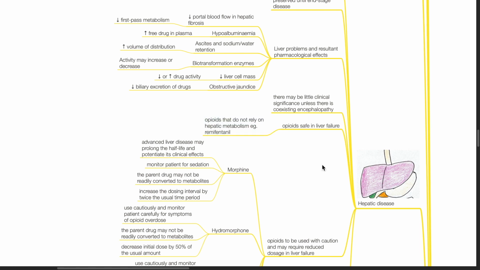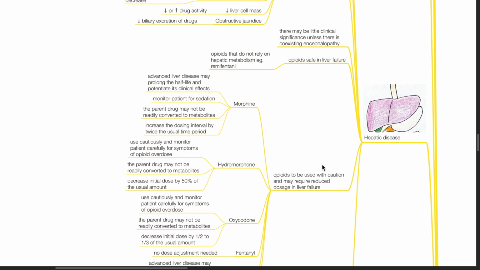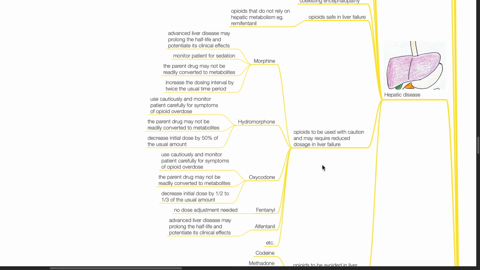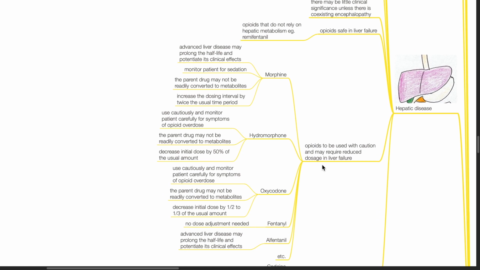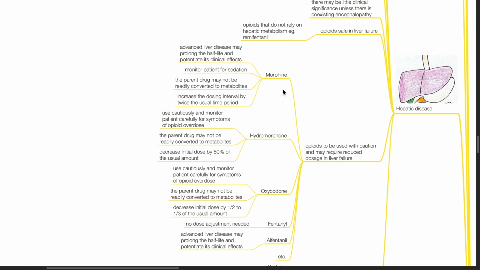Opioids safe in liver failure are opioids that do not rely on hepatic metabolism, for example, remifentanil. Opioids to be used with caution and may require reduced dosage in liver failure. For morphine, advanced liver disease may prolong the half-life and potentiate its clinical effect. Monitor the patient for sedation. The parent drug may not be readily converted to its metabolites. Increase the dosing interval by twice the usual time period.